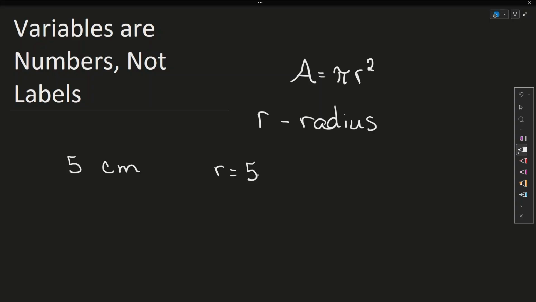Sometimes students use variables as labels. For example, when talking about water, a student may write W is equal to water. This is not fully correct. The variable W should not stand for the word water. Instead, W should stand for a number related to the water.